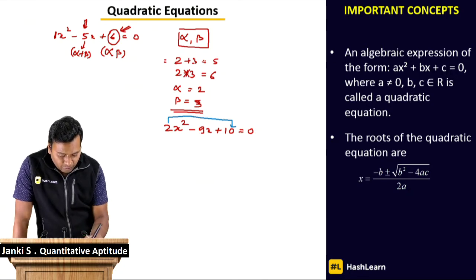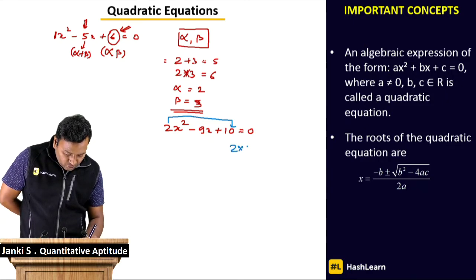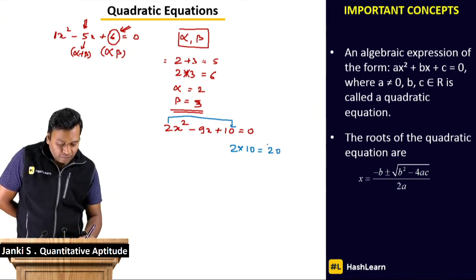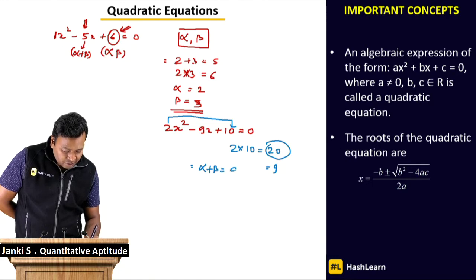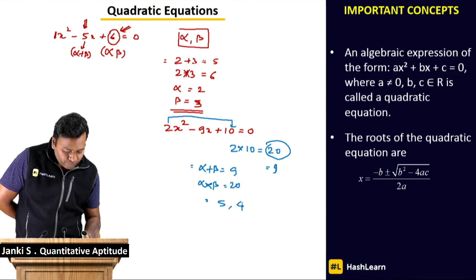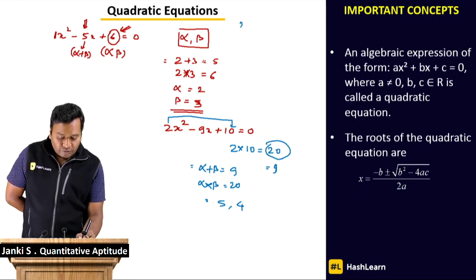So if we'll take this part, so let's take the product part here. If we'll take 2 into 10 is equal to 20, right? So I want to write the product as 20 and the summation as 9 here, right? So my job is to write the value as alpha plus beta as 9 and alpha into beta as 20. So क्या क्या values possible हो सकते हैं? 5 and 4.